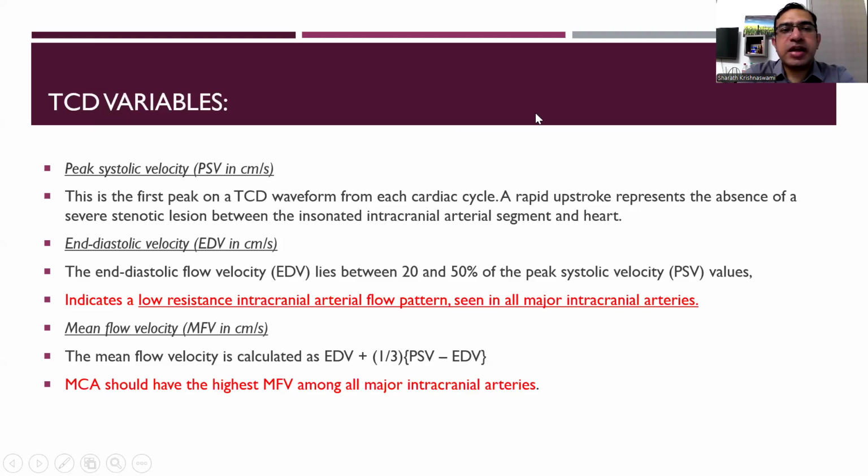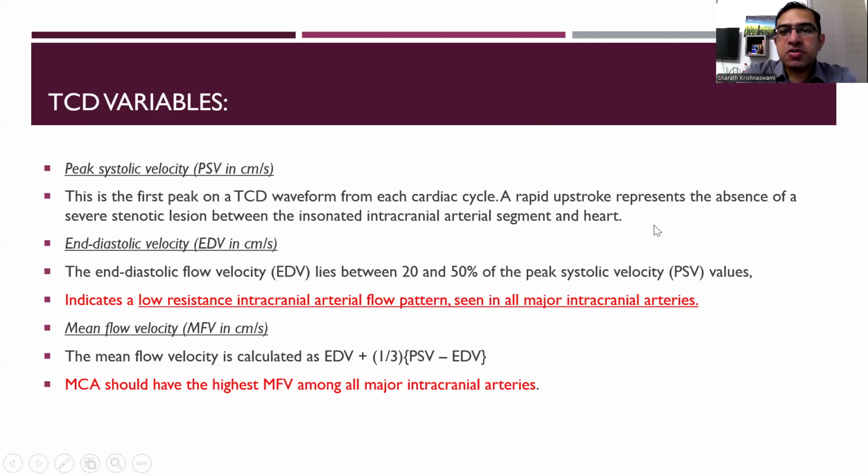Now there are a few calculations that may be made to identify a few parameters that we use to assess and understand the condition of the patient. So I will keep describing them as follows. One is the peak systolic velocity, and it is measured in centimeters per second. This is the first peak of the TCD waveform from each cardiac cycle.